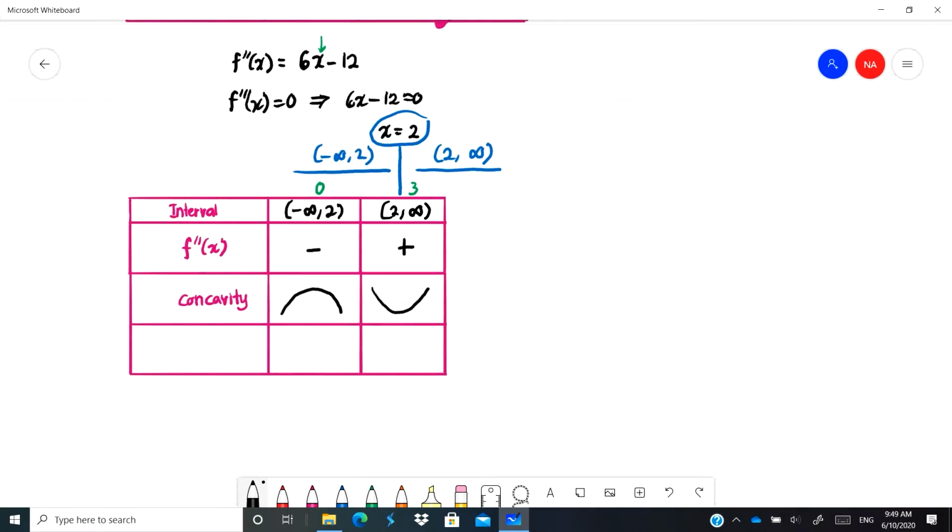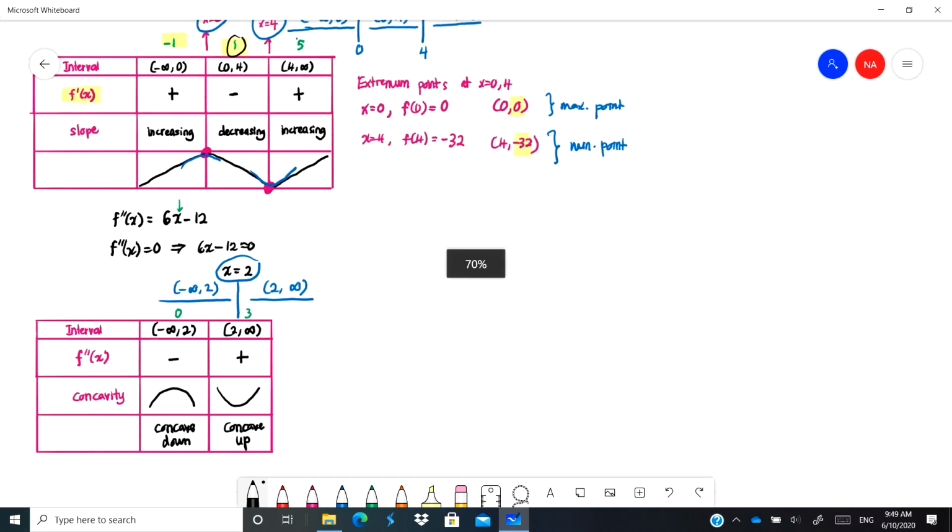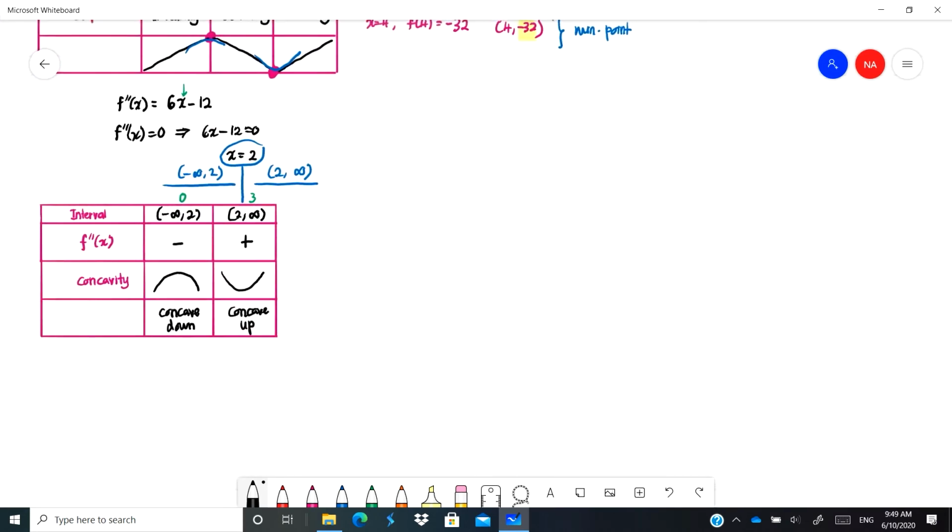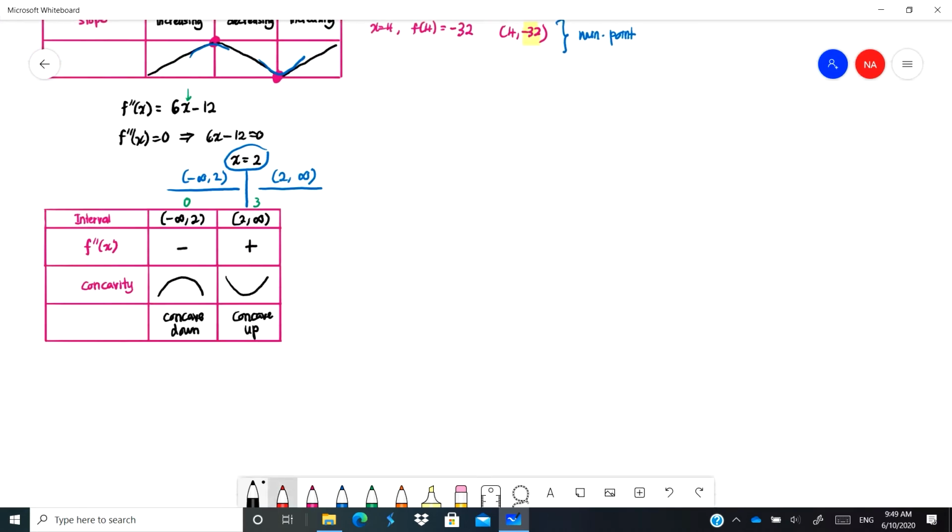Alright, so you're going to write concave down, and this one is concave up. We see that the concavity changes. The point at which the concavity changes, we call the inflection point. So how to find the inflection point? The boundary point is actually at x equal to 0.